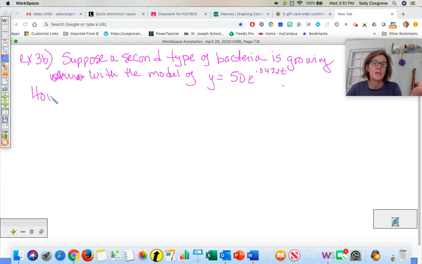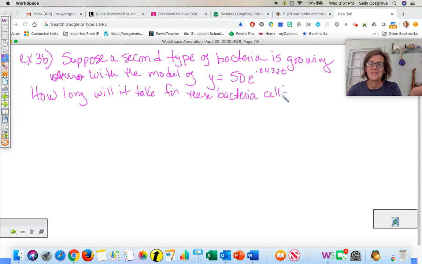The question is, how long will it take for these bacteria cells to exceed the first?